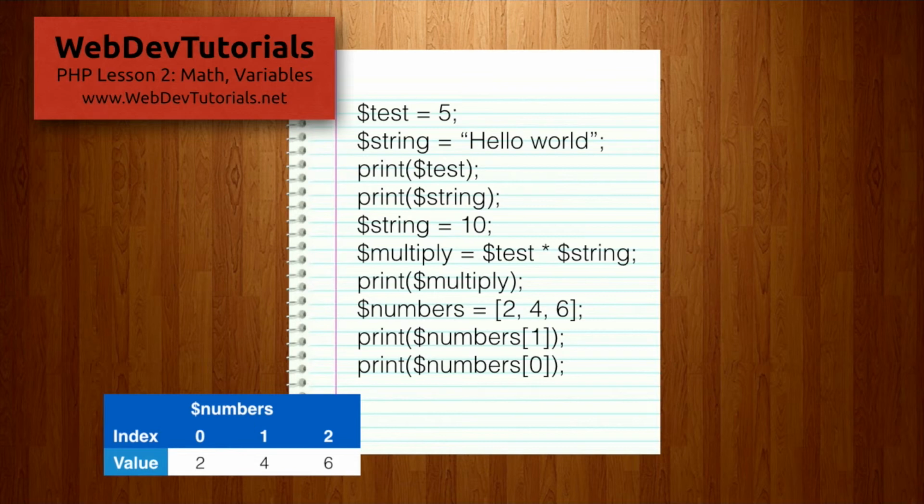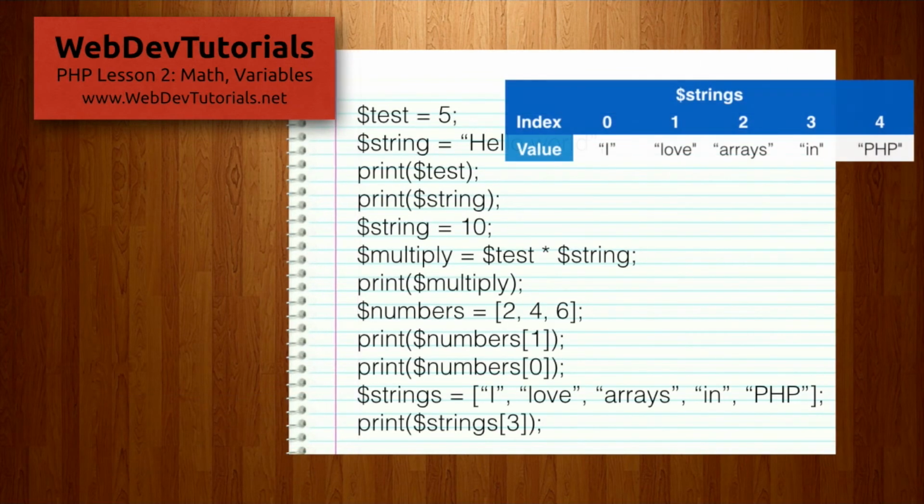I'm declaring a second array, this one called strings, because we're going to fill it with strings. Use the square bracket notation to tell the parser that this is an array, then separate its contents with commas. To access the word in, use strings at index 3.